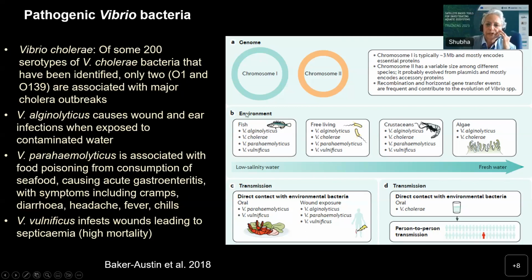So in the environment, you can find these pathogens in association with fish. They may be free living or free floating, whatever you want to call it, in the water itself. They may be associated with crustaceans, and they may be associated with algae. The transmission can be oral or through wound exposure, as I indicated here. You can come into direct contact with the bacteria, for example, by drinking the contaminated water. And it can also be through person-to-person transmission.